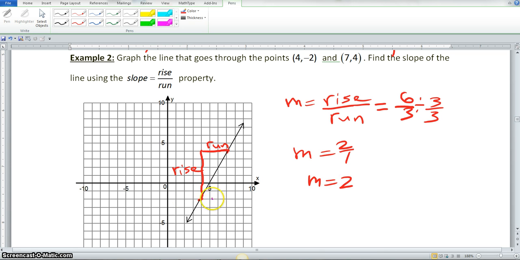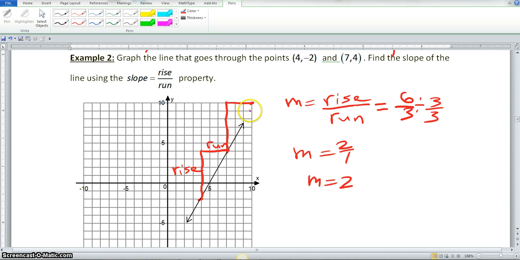Now we could, if we wanted to, do the rise over run again in order to find another point. So what we could do is rise another 6, which would be 1, 2, 3, 4, 5, 6. So that would be our rise, and our run would be 1, 2, 3.